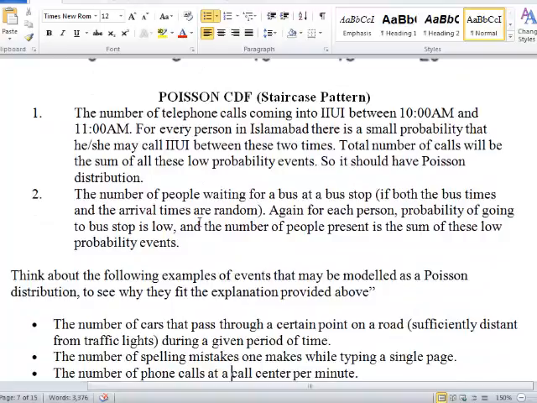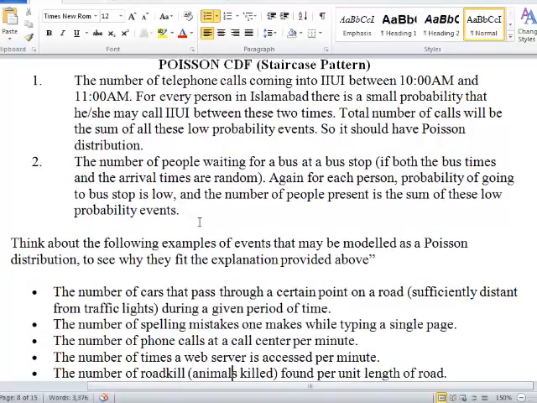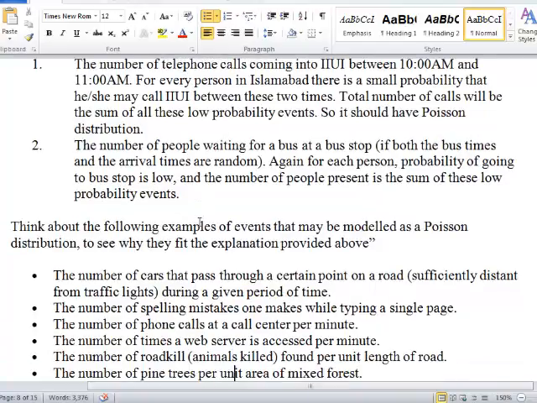Now, in order to understand the Poisson, here are some cases. Suppose I want to find out how many telephone calls will be coming into our office. In the olden times there was one switchboard and all calls would be routed from the switchboard. So how many calls are going to come into the switchboard of PIDE within the next hour?